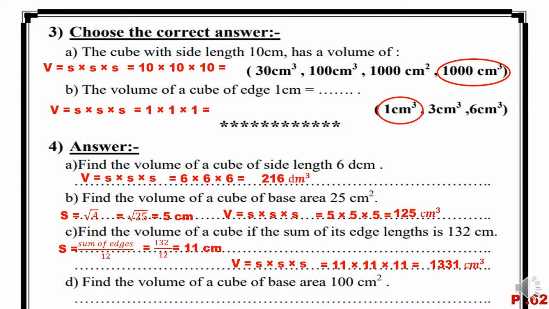I have the base area. To get the side from the base area, the side equals the square root of the area. So it will be equal to the square root of 100, which equals 10 centimeters. So the volume equals side times side times side. Here the side is 10 centimeters, so it's equal to 10 times 10 times 10, which equals 1,000 centimeter cube.